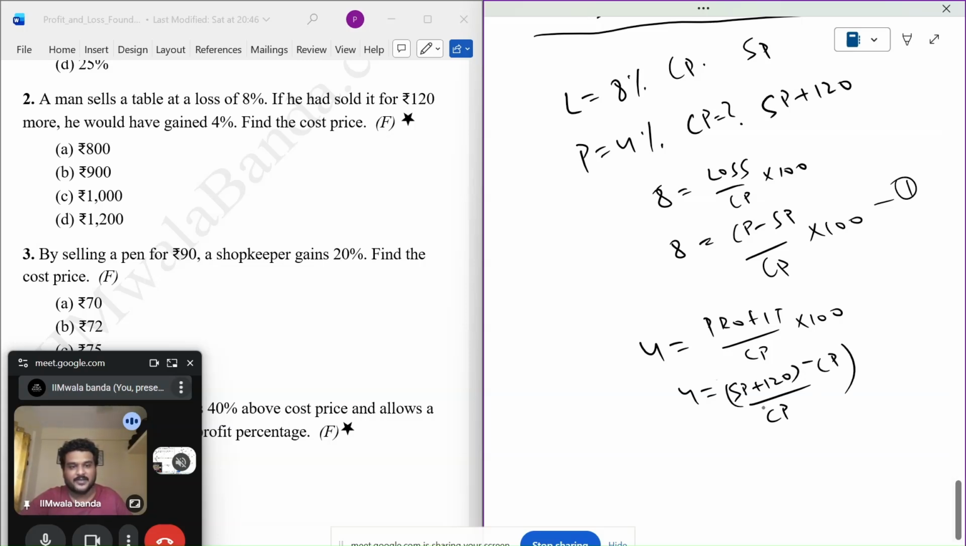Minus cost price remains same, and this whole thing into 100. This is my second equation. Now what? So let's simplify it. Let's see what is the first equation saying.